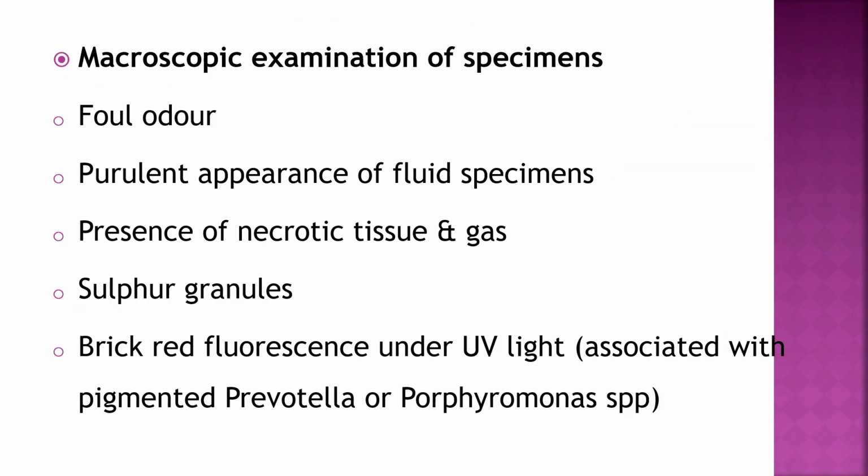Then we will see macroscopic examination of specimens from anaerobic infection. They show foul odor, purulent appearance of fluid specimens, presence of necrotic tissue and gas, and sometimes sulfur granules, then brick red fluorescence under UV light associated with pigmented Prevotella or Porphyromonas species.